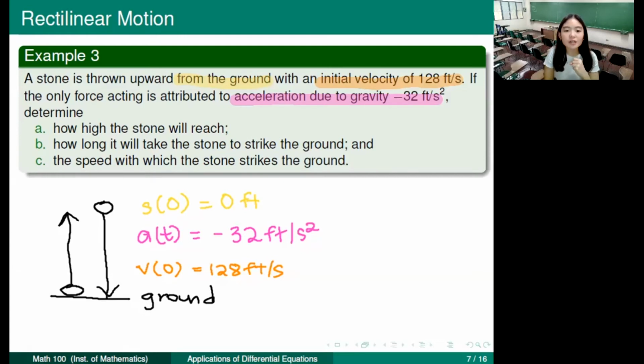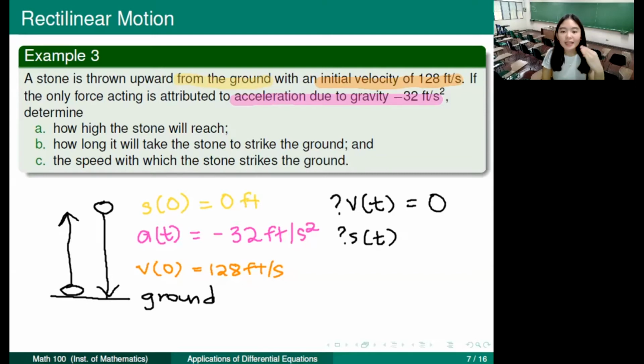Let us first look at letter A. So dito, we are to determine how high the stone will reach. In other words, hinahanap lang natin dito yung maximum height ng ating stone. If you recall from our previous lesson lang rin sa rectilinear motion, the maximum height of the stone is achieved precisely at the time t when your velocity is equal to 0. But here we don't know yet what v of t is. And in fact, we also don't know what s of t is.